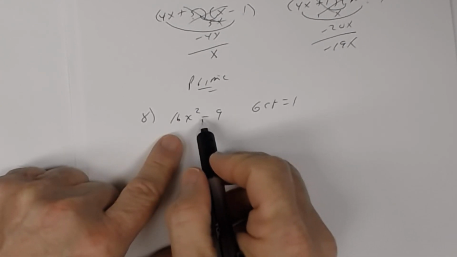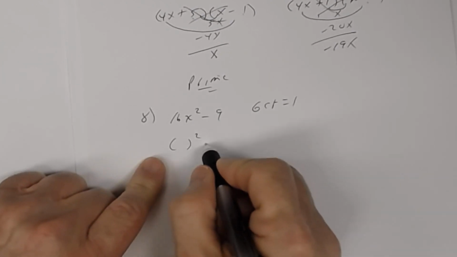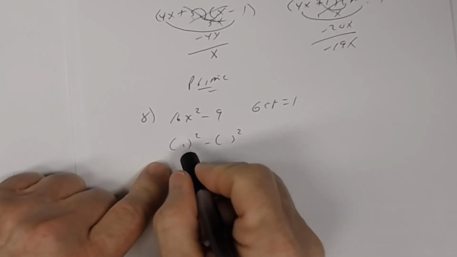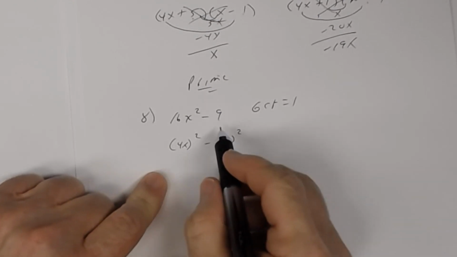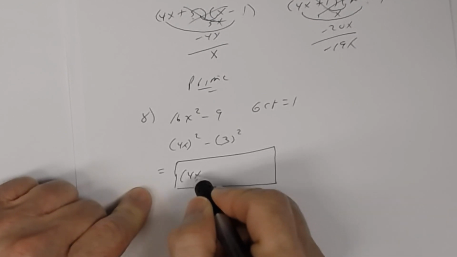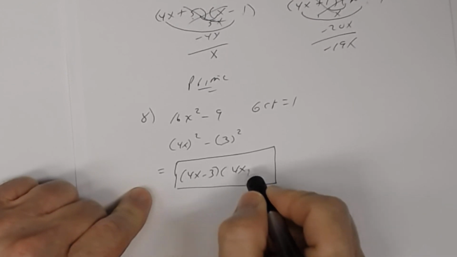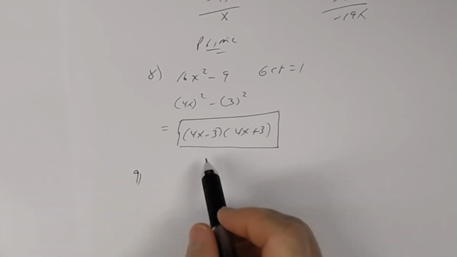There's a subtraction in the middle, so you want to see if this is the difference of two squares. You see a square here, and it is, because look, I can fill in these parentheses. 4x goes here, and 3 goes here. So this is the difference of two squares, and the answer is going to be 4x minus 3 times 4x plus 3. That's the answer. And you can check it.